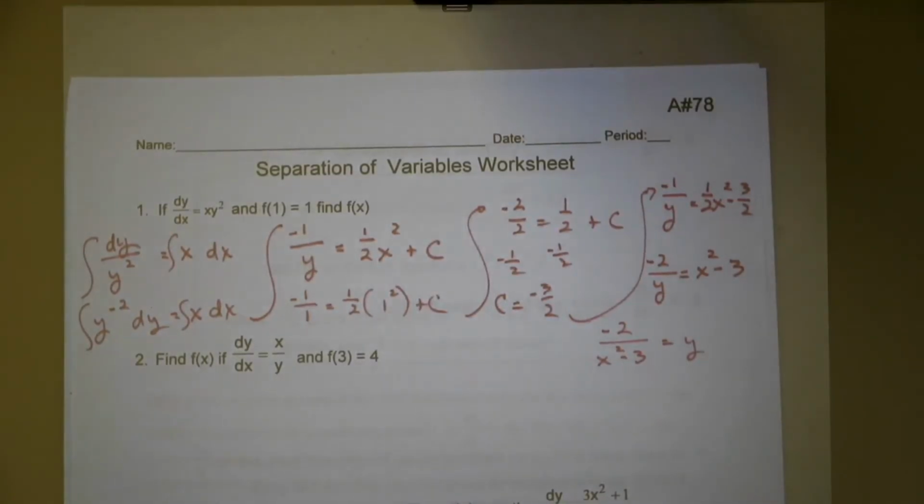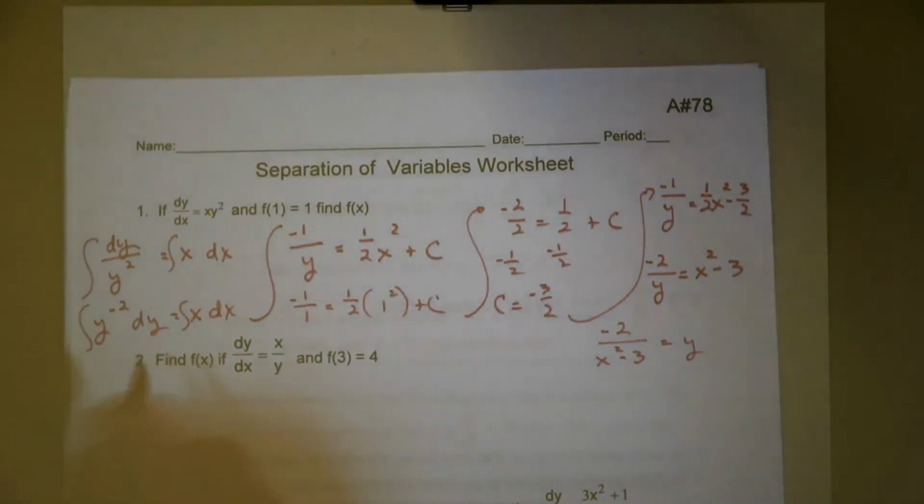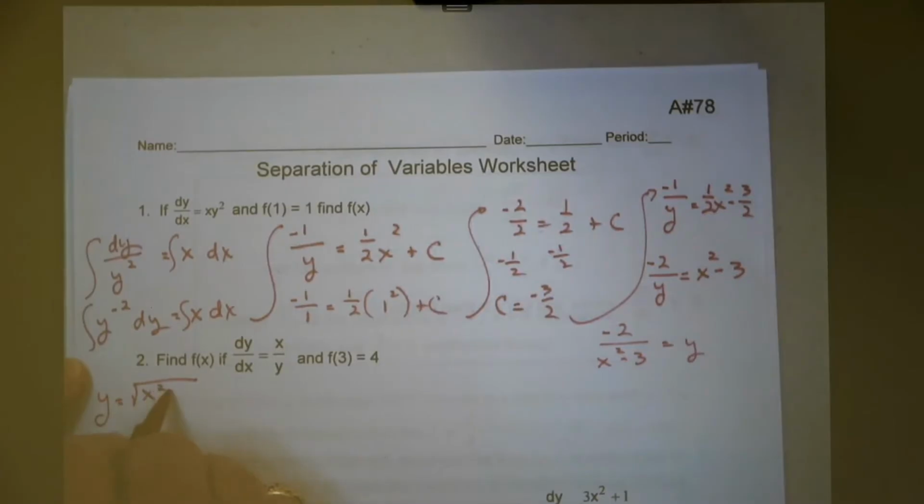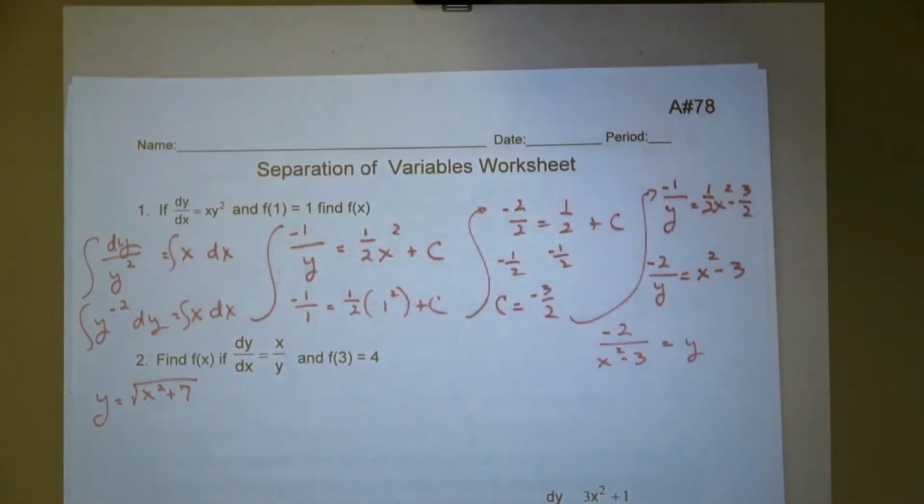All right. Let me just give you the answer for number 2. The answer is going to be y equals square root of x squared plus 7. If we have time, we'll come back and work it.